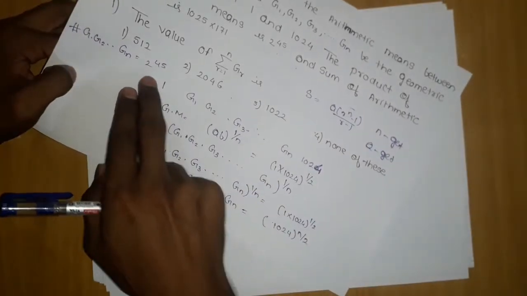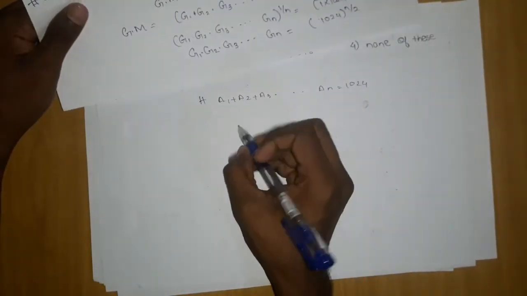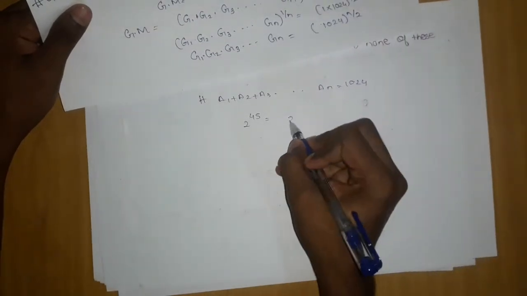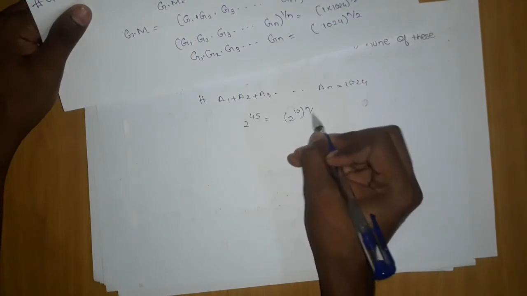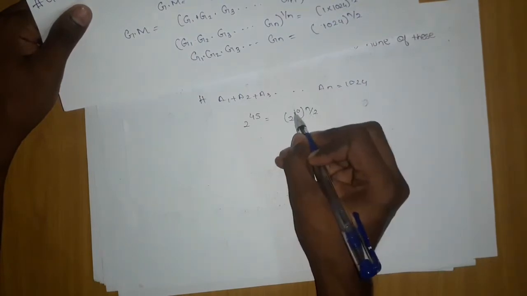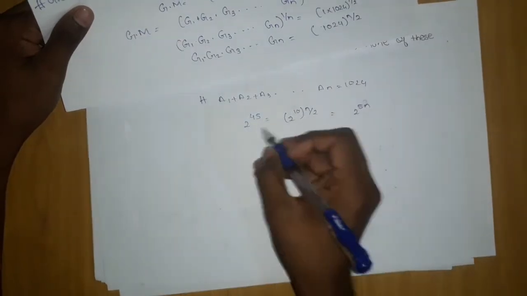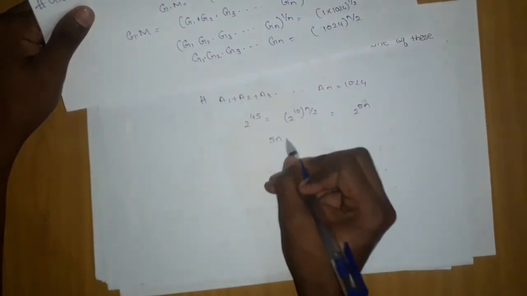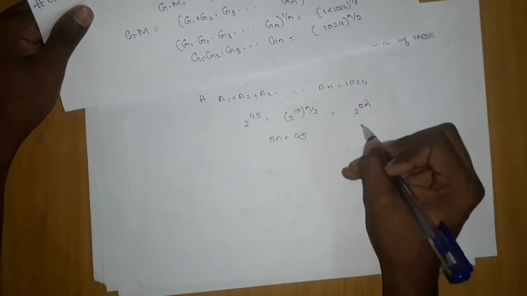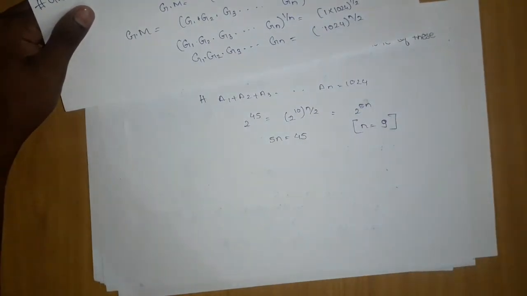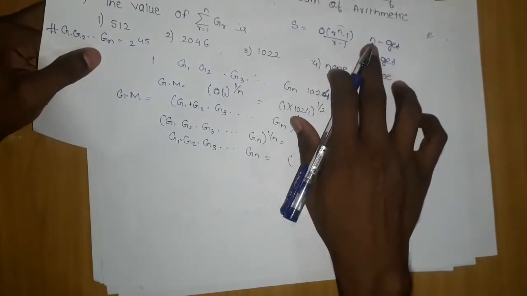This is 2 power 45 we have from here, so we can write 2 power 45 is equal to 1024, which is 2 power 10, into n by 2. This will cancel by 2, then it will be 2 power 5n. Can I compare the powers? Yes, so 5n should be equal to 45, giving me n is equal to 9. Fine, I got my n is equal to 9. So I got one thing, that is n.